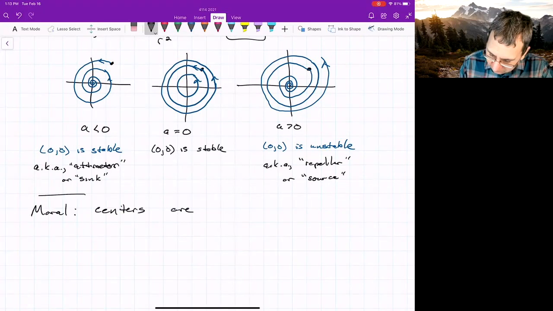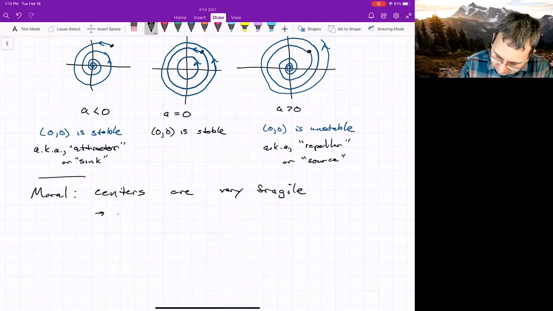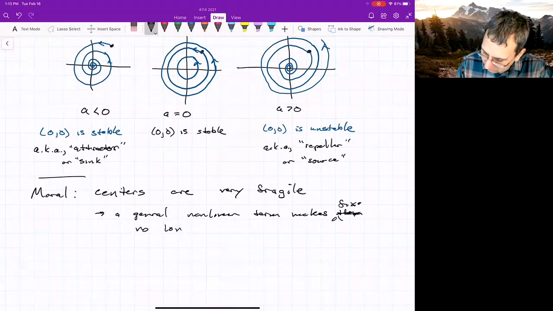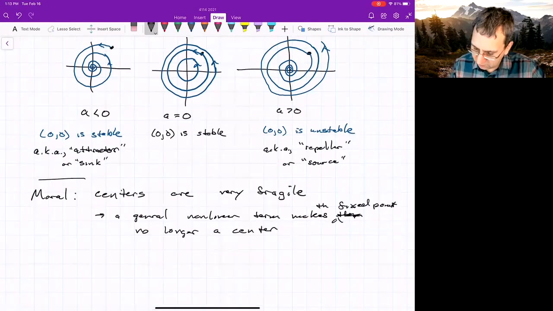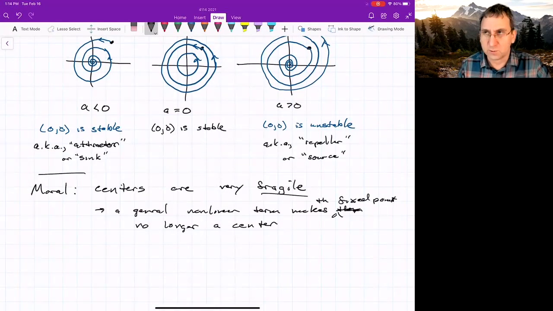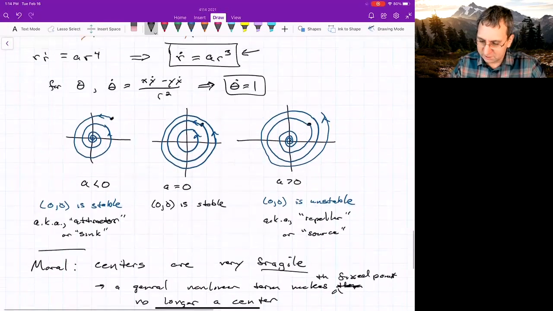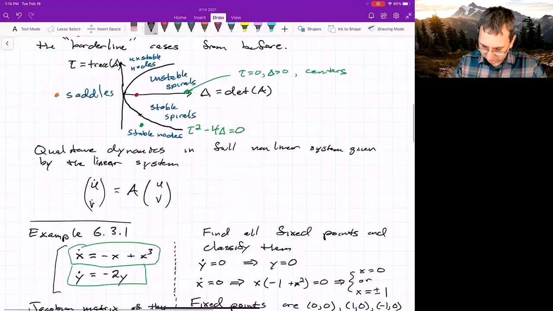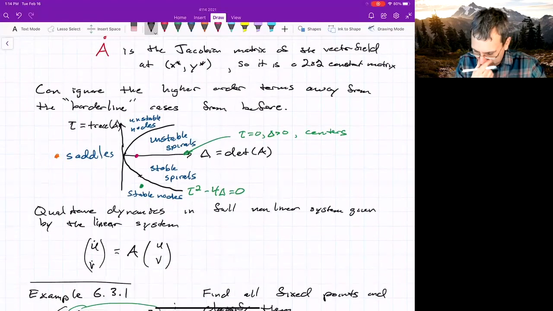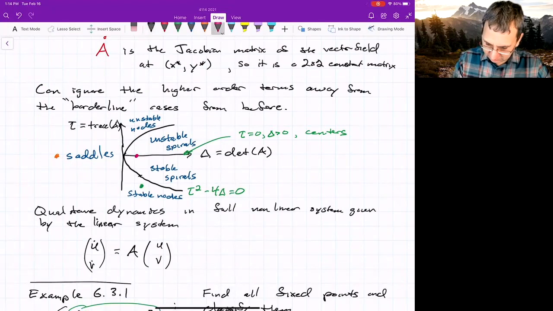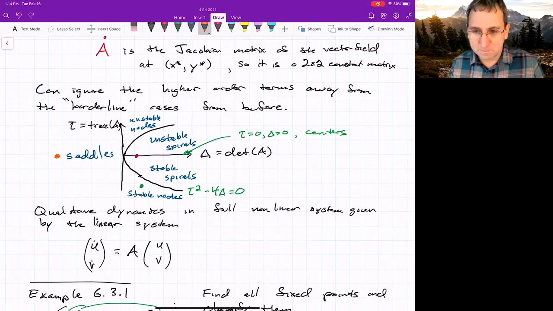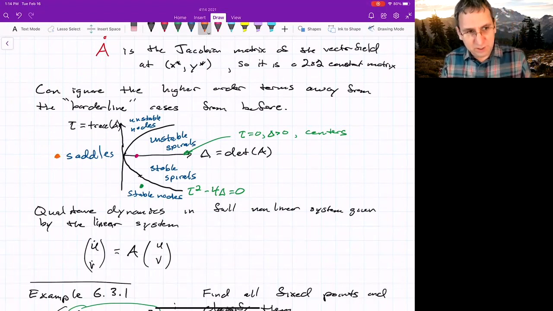The moral: centers are very fragile, which means a general nonlinear term makes the fixed point no longer a center. Another word for fragile is related to the concept of structural stability. Going back up to this diagram, if we have a system in this saddle regime, like this orange point, any small perturbation to the vector field will still keep this a saddle.